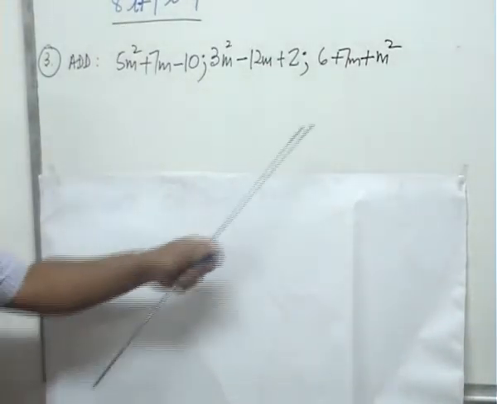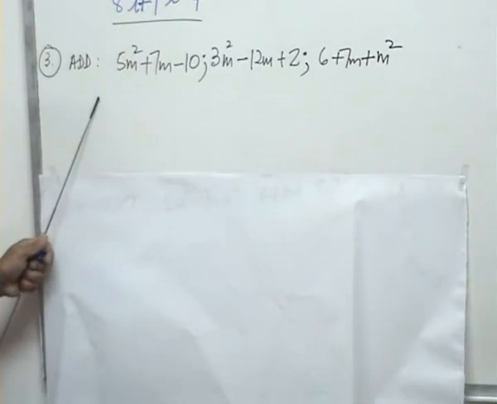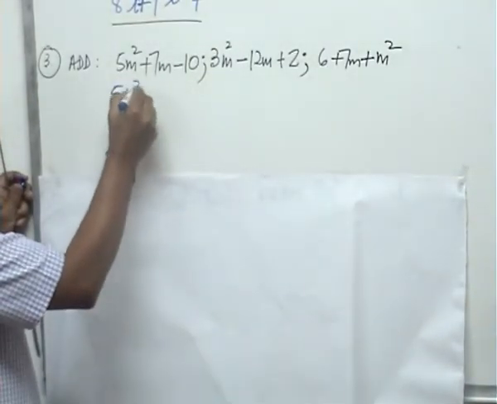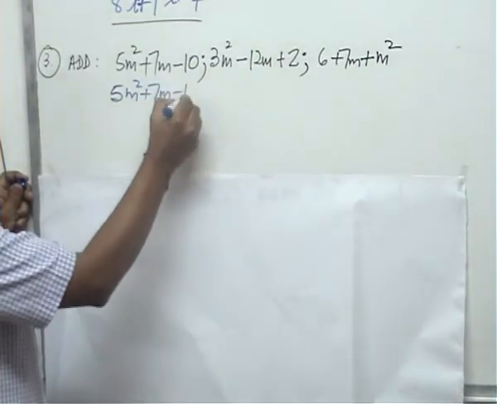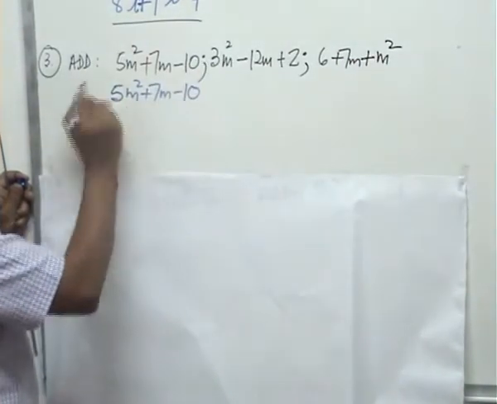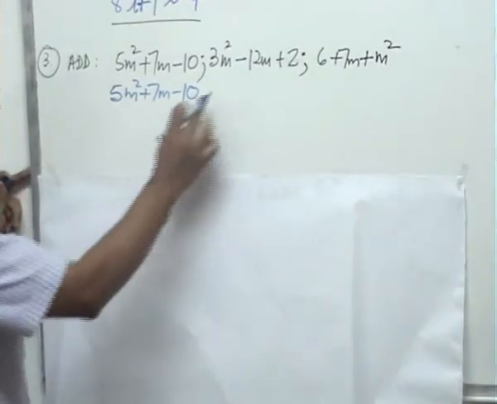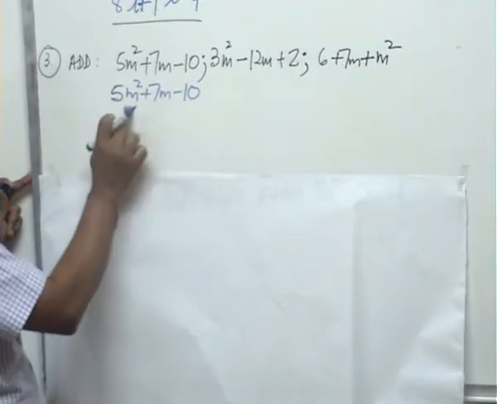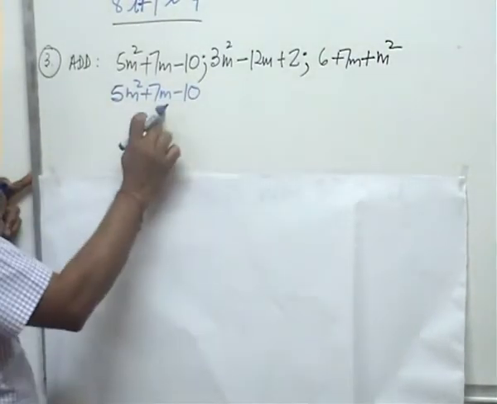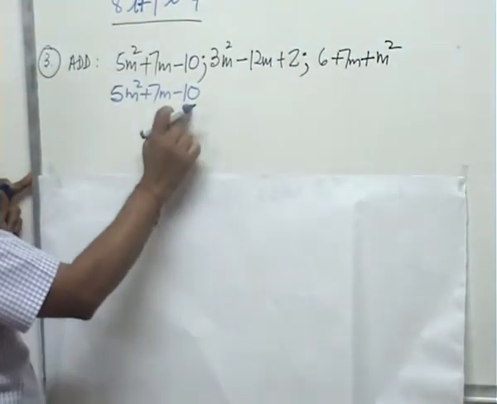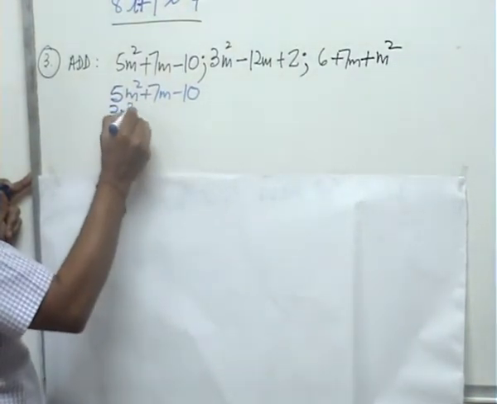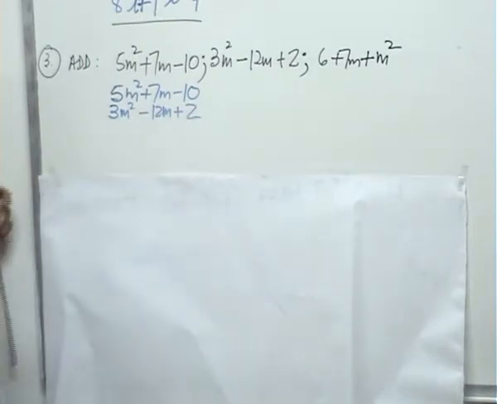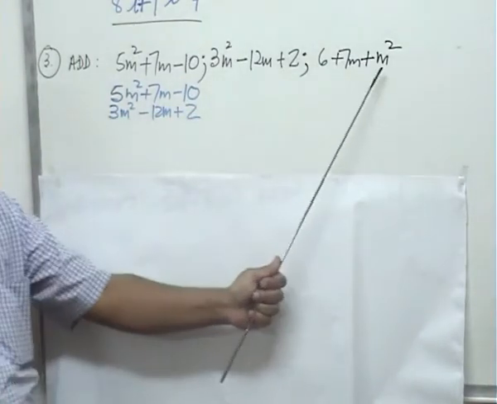Number 3, as you can see, number 3 is not set, so we have to set it. So there's your first expression, 5m squared plus 7m minus 10. You can take the first one just like that, just rewrite it. Then take the second one and place them in the correct column. M squared must go under M squared. M must go under M. The number must go under the number. So you got 3m squared minus 12m plus 2. Now be careful with the last part.